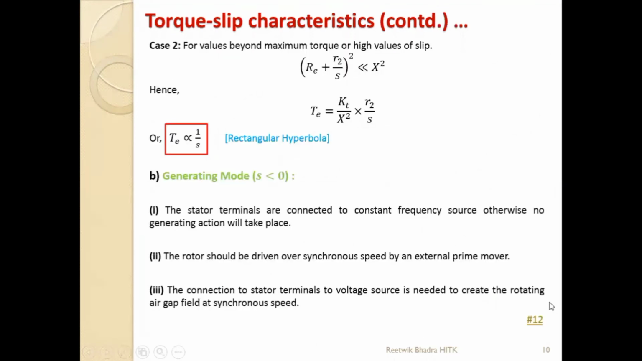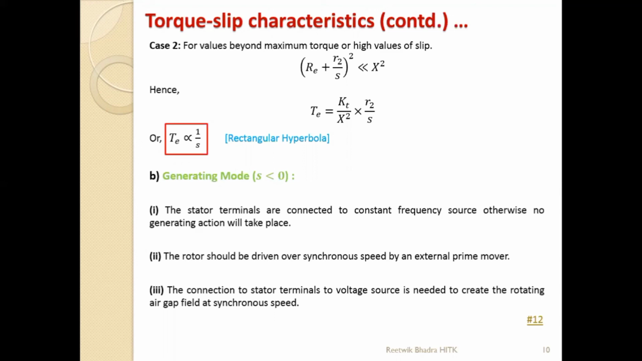The next mode is the generating mode, where slip is less than 0. Normally, how can slip be less than 0, that is, negative? When NR is greater than NS. How will you make NR greater than NS? Is it possible in an induction motor? Otherwise, no EMF will be developed, no current will be developed.